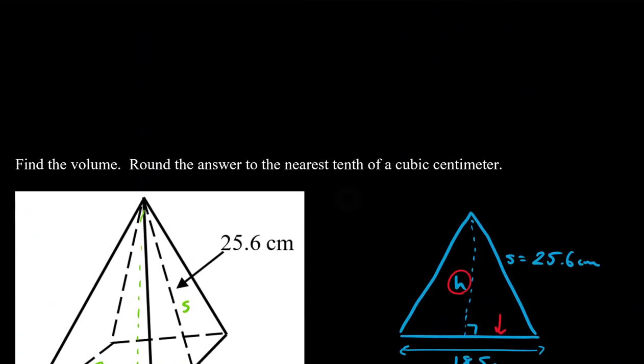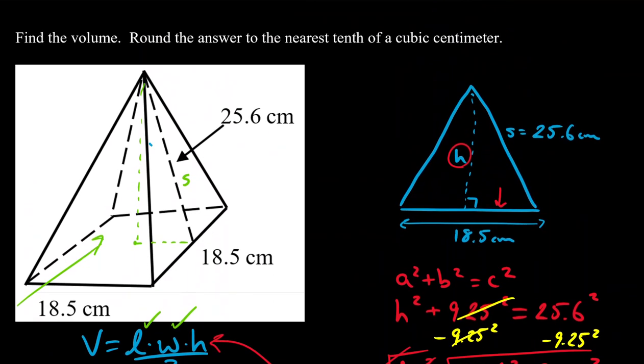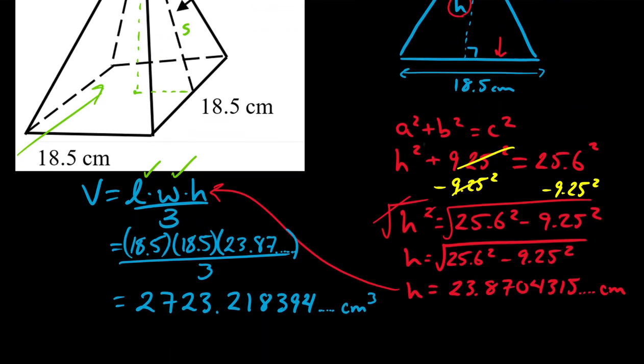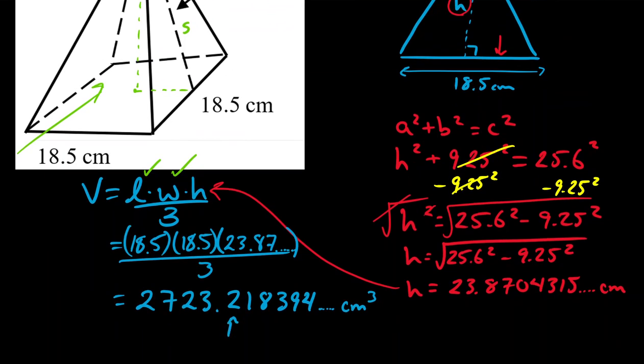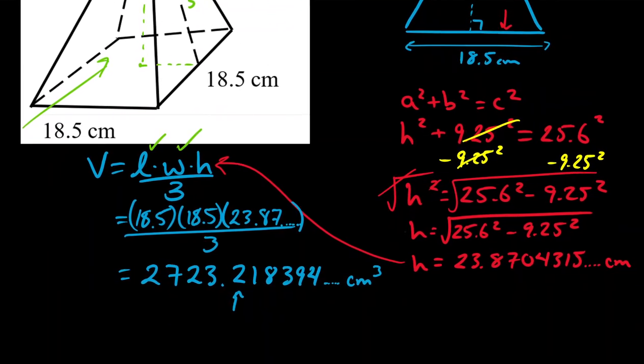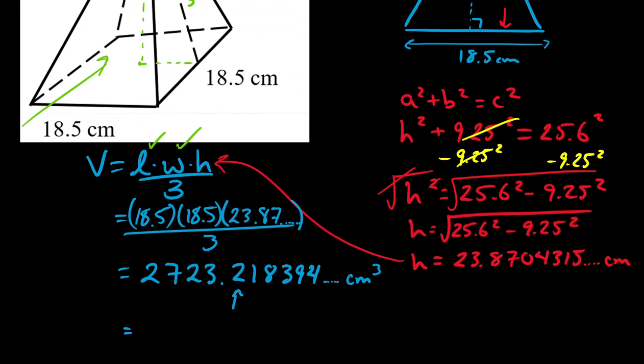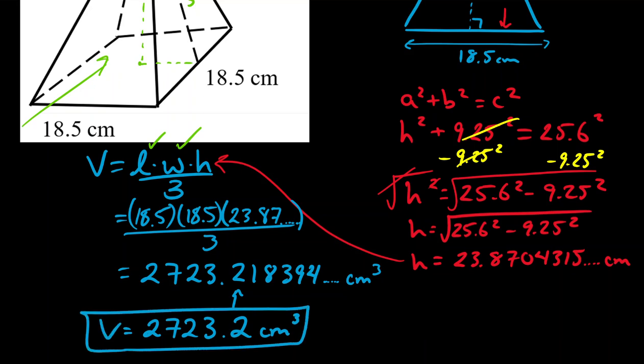And I want to look back up at the original question: round the answer to the nearest tenth of a cubic centimeter. So this is our tenth right here. So our proper answer is going to be 2,723.2 cubic centimeters. That is the volume of our pyramid.